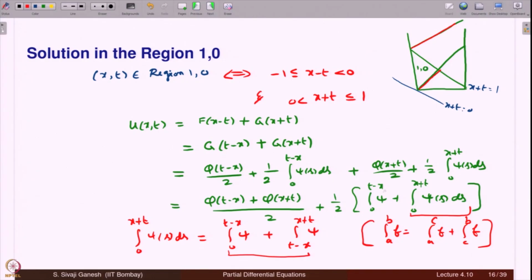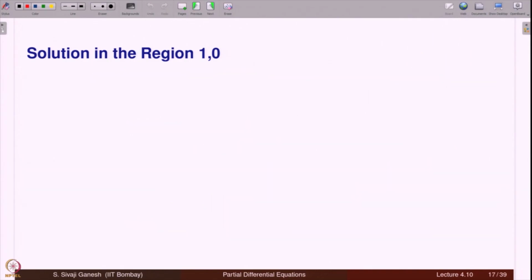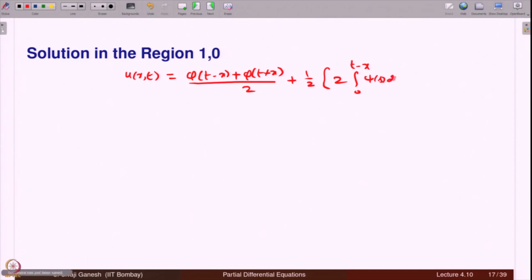So, what we get is integral 0 to t minus x psi is also coming one more time here. So, 2 times. Let me write that. What we get is u of x t equal to phi of t minus x plus phi of t plus x by 2 plus 1 by 2 into 2 times integral 0 to t minus x psi s ds plus integral t minus x to x plus t psi s ds. This is what we get.